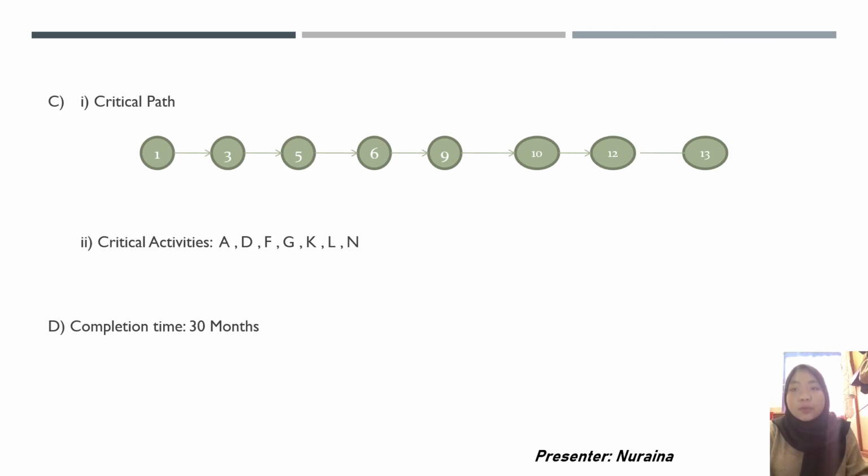And then we move to completion time, which is the time that we take on this path, which is 30 months.